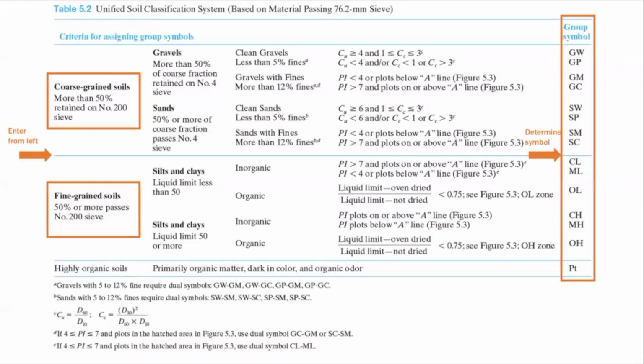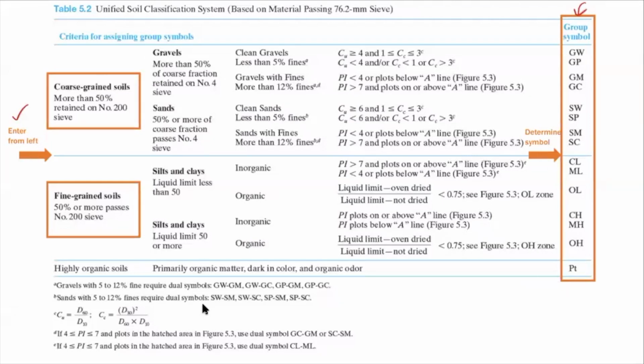So this is table 5.2. In this table, as I mentioned, you enter from the left. If you enter from the left, you will see there are two broad categories, coarse-grained soils and fine-grained soils. Then you move to the right-hand side using the information you calculated from steps 1 and 2. Eventually, you exit on the right-hand side and find the group symbol. So that's what you get from table 5.2: the group symbol.